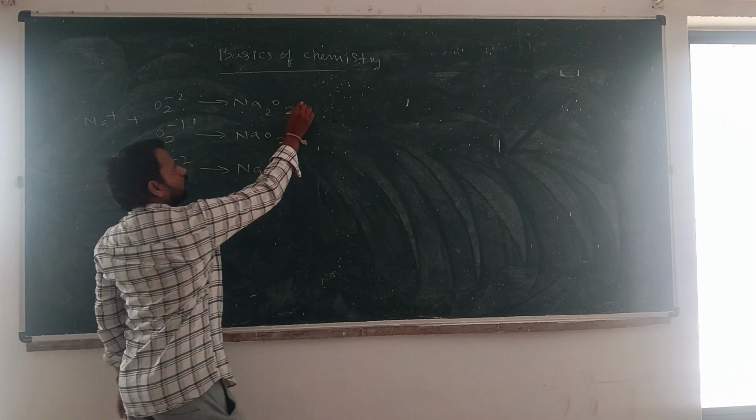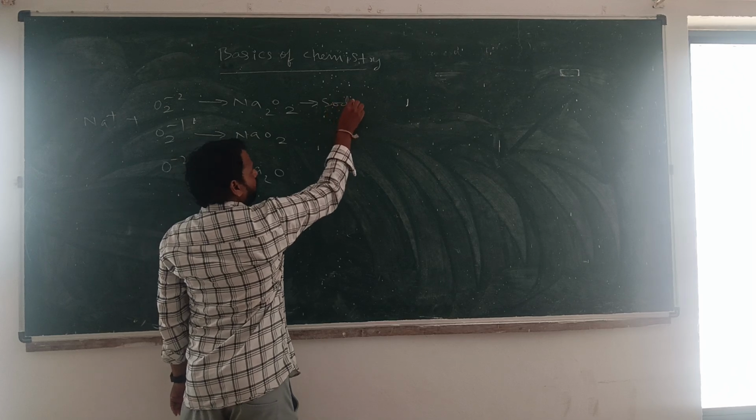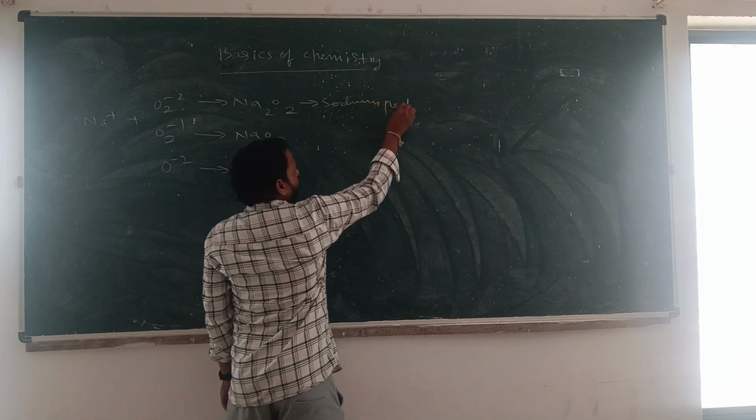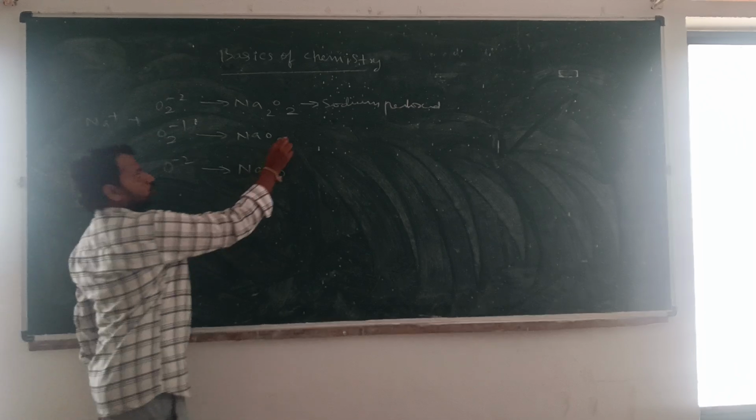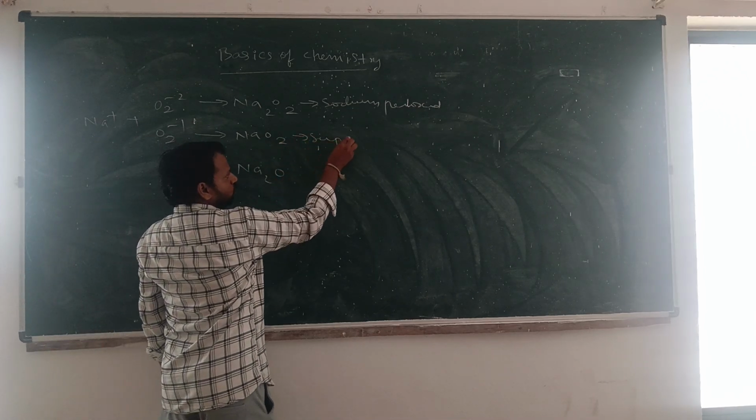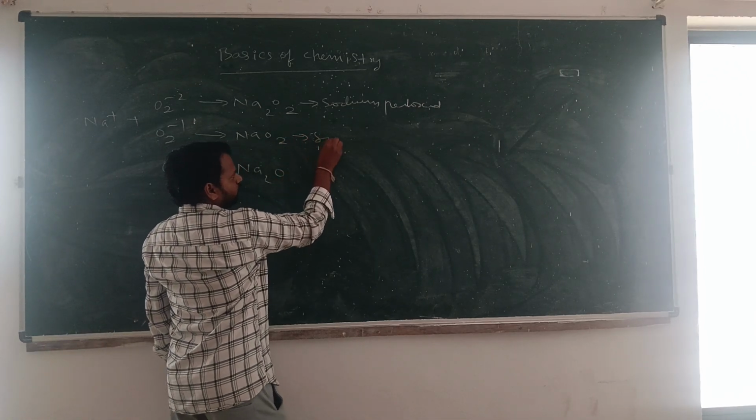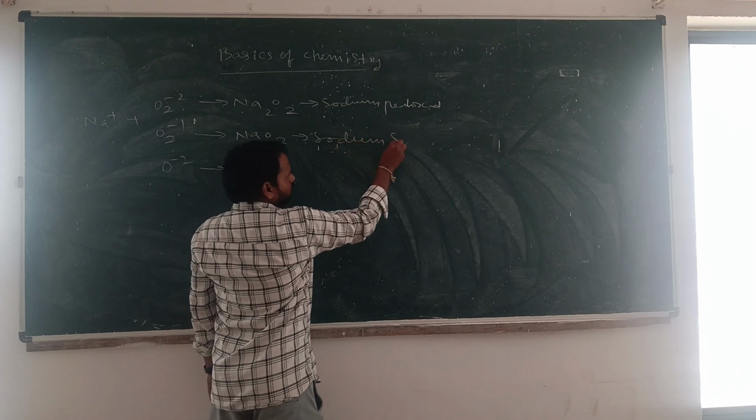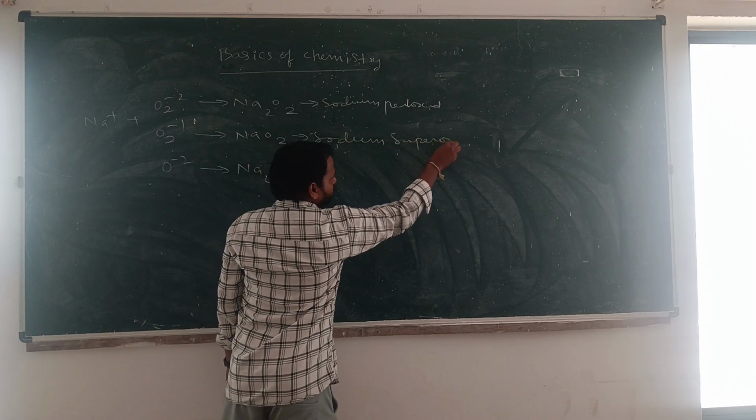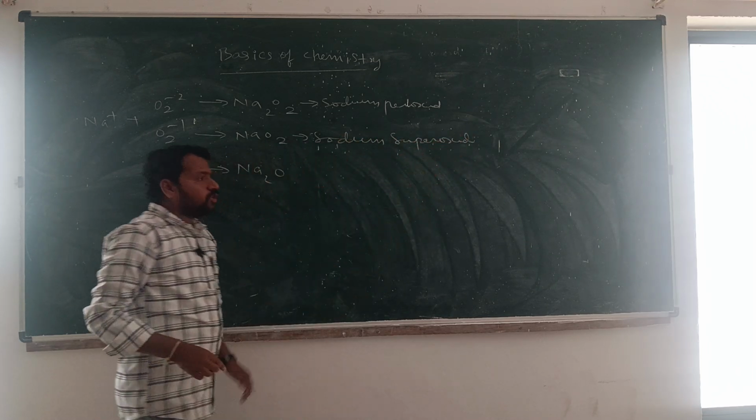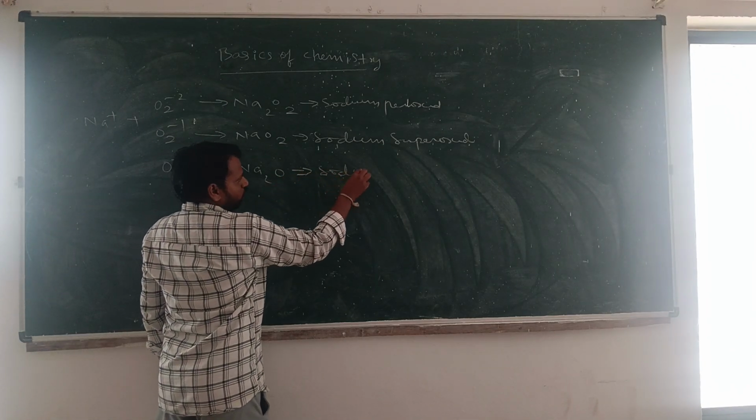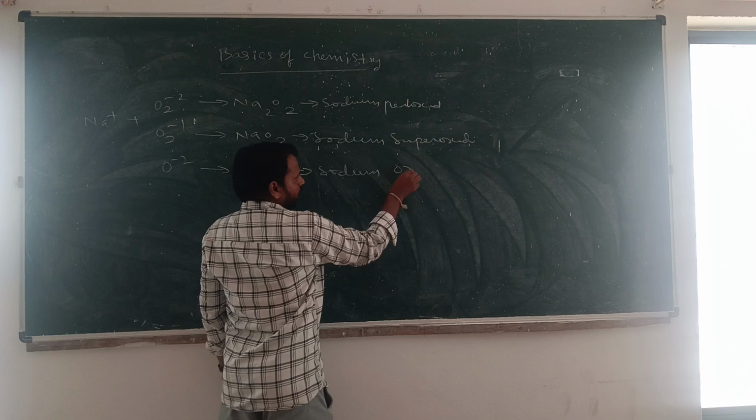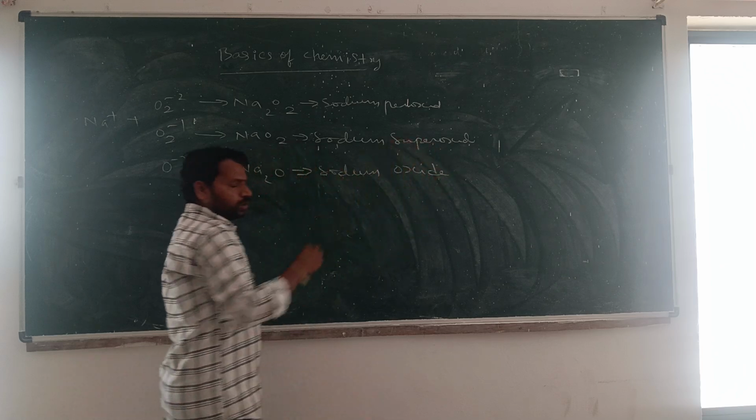Na2O2 is sodium peroxide. NaO2 is sodium superoxide. And the next one, Na2O, is sodium oxide, or we can say sodium monoxide.